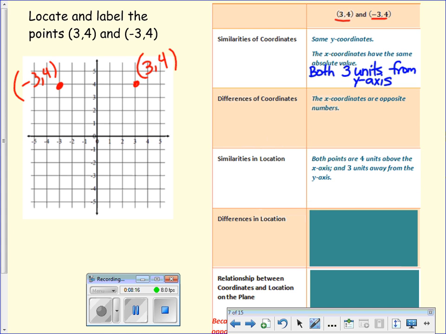So how are their locations different? You had said it earlier, the location is different because they are in different quadrants. And how else are they different? One is 3 units to the right, and one is 3 units to the left of the y-axis.